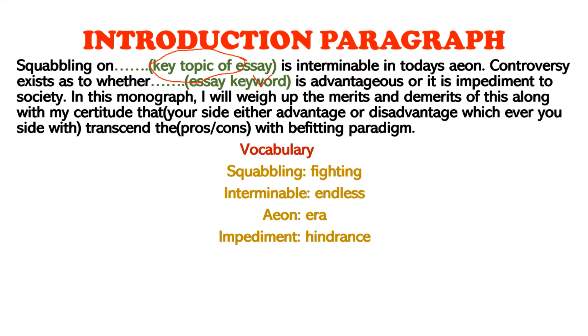Now the opinion statement. In this monograph, monograph means essay, I will weigh up the merits and demerits, because it's advantage outweigh disadvantage. So I'm going to balance, I'm going to weigh up the merits and demerits of this along with my certitude. Certitude means firm belief. Whichever is your opinion, you need to go with that.